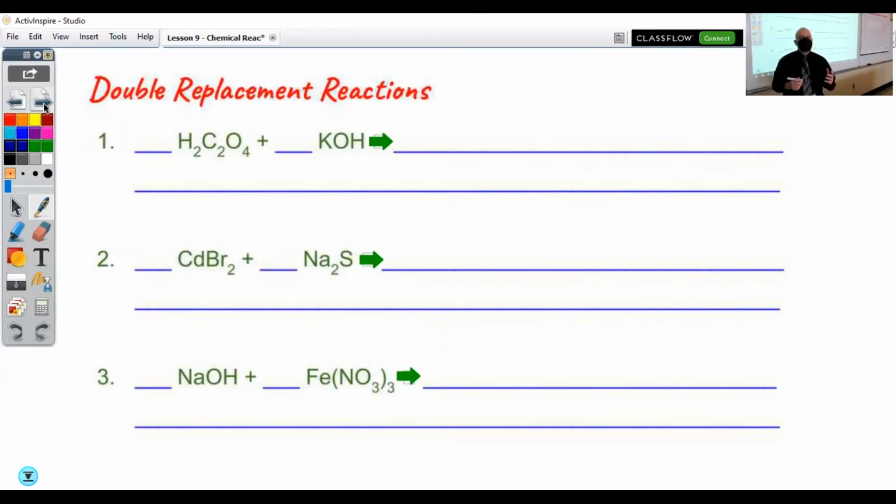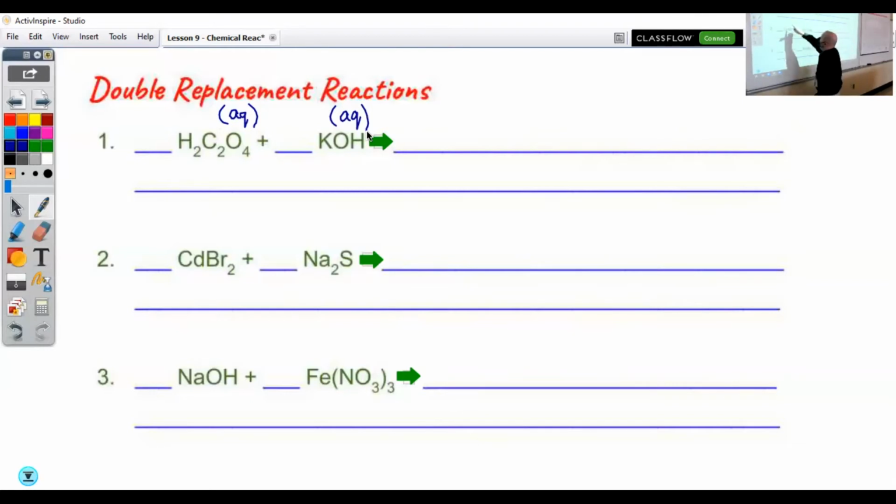So in the homework assignment, again, we are going to be predicting products. And in this case, what we're going to do is use our solubility rules to determine what state of matter our products are in. So first, we're going to look at our acid. This is oxalic acid. Oxalic acid and KOH are both going to be aqueous compounds. Now, when we do this on a test or a quiz, I'm usually going to give you the states of matter for the reactants because you're going to be using that to predict the states of matter in the products.